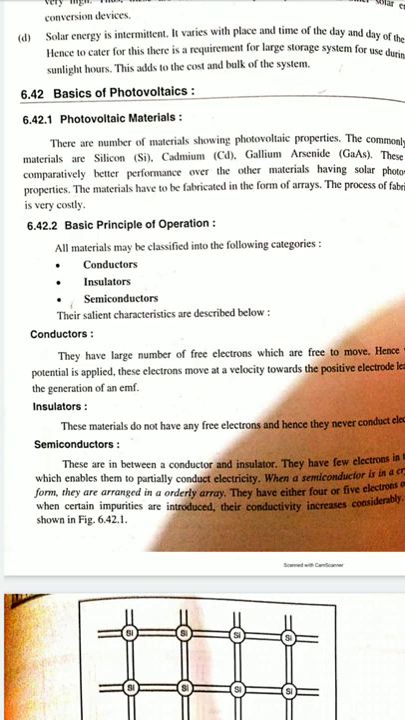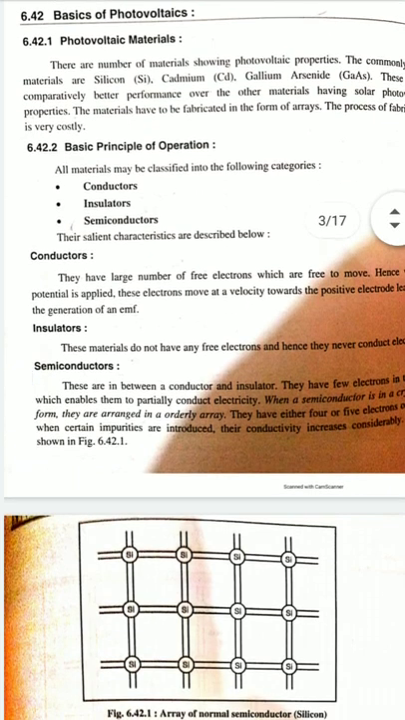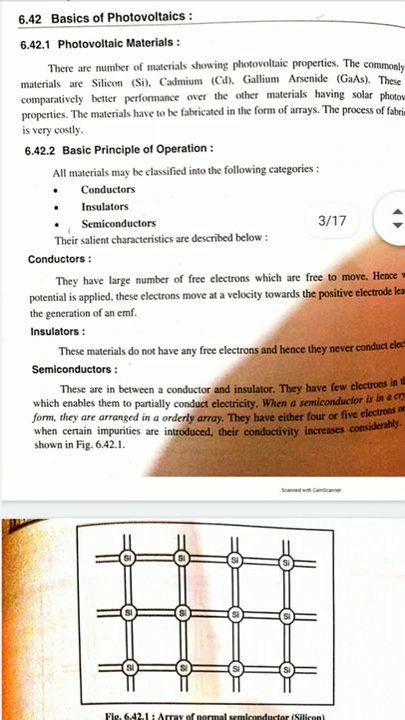The basic principle of operation is that we already know materials are classified into conductors, insulators, and semiconductors. Conductors have a large number of free electrons, which is why they are good conductors of electricity. Insulators don't have any free electrons, therefore they are bad conductors.